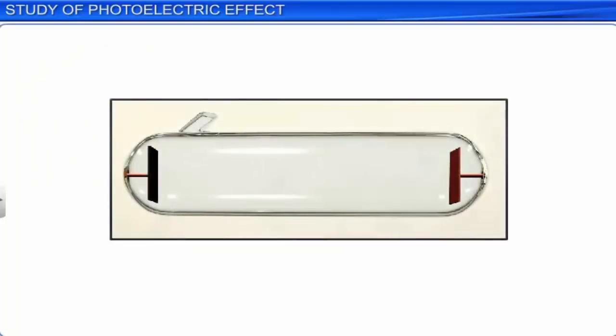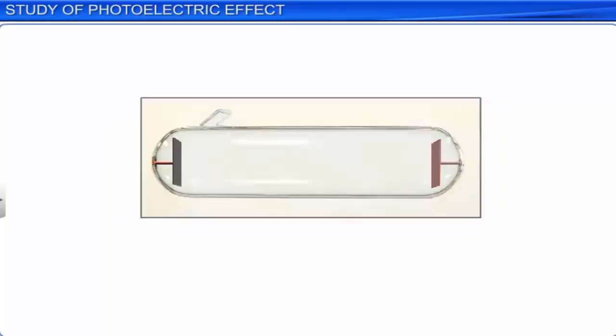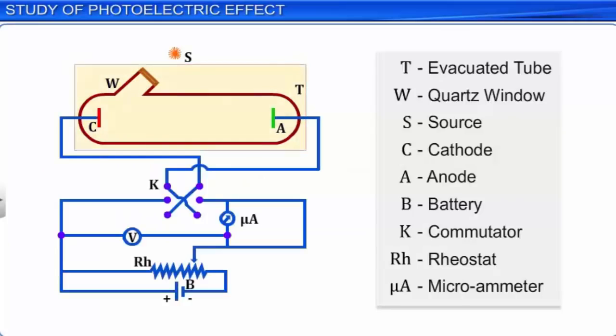Using the apparatus shown, let us study the experiment that explains the photoelectric effect. The apparatus consists of an evacuated glass or quartz tube T with a transparent quartz window W that permits radiation to pass through it. S is a source of monochromatic radiation.